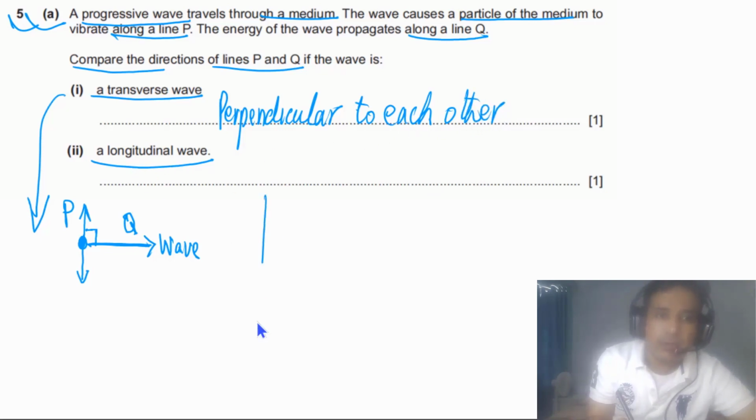Now if you look at longitudinal waves, again imagine that we have a longitudinal wave. This is moving to the right. So this is the direction of wave.